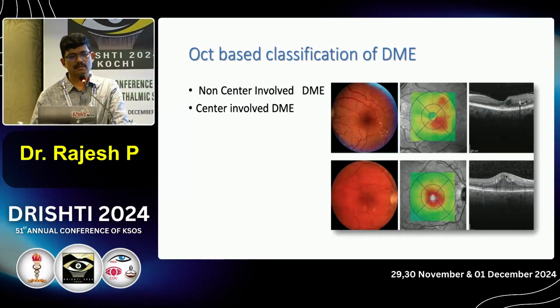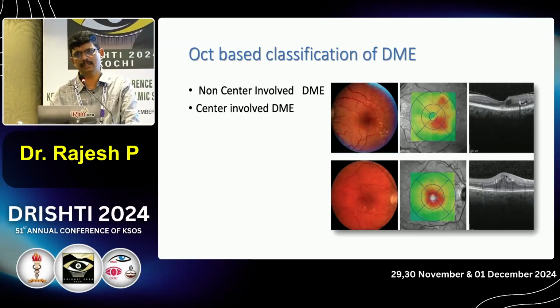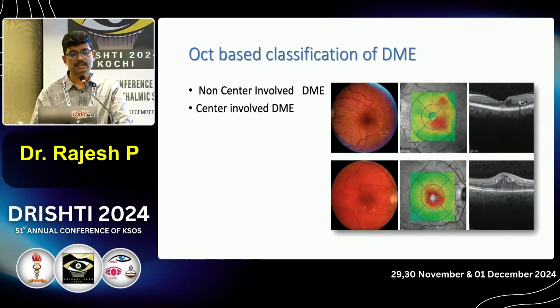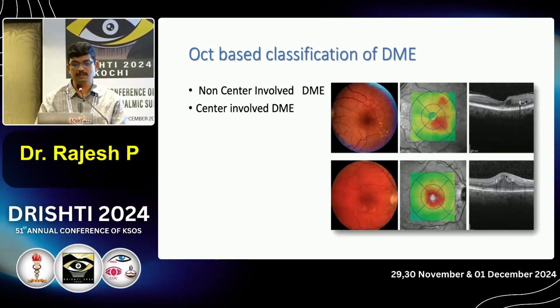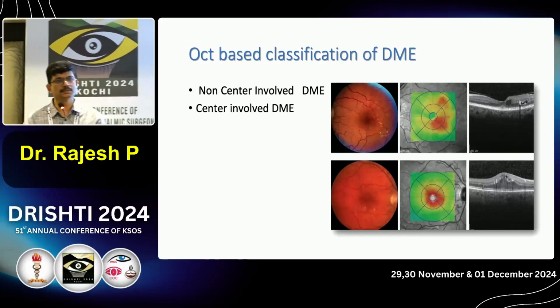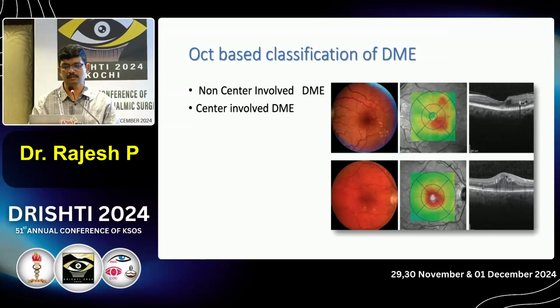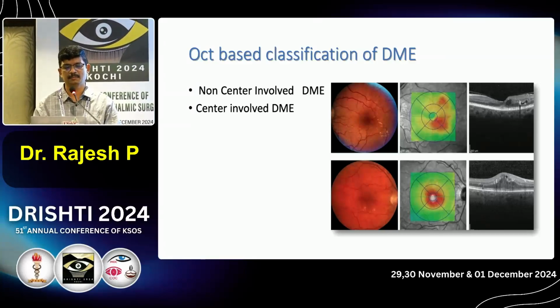We know that the treatment for center-involving diabetic macular edema is with injections. We have a lot of injections available in the form of anti-VEGF as well as steroid injections, and more injections are in the pipeline. So as of now, what is our current understanding of diabetic macular edema and how we can use the available injections in its treatment? That is what I'm going to discuss now.